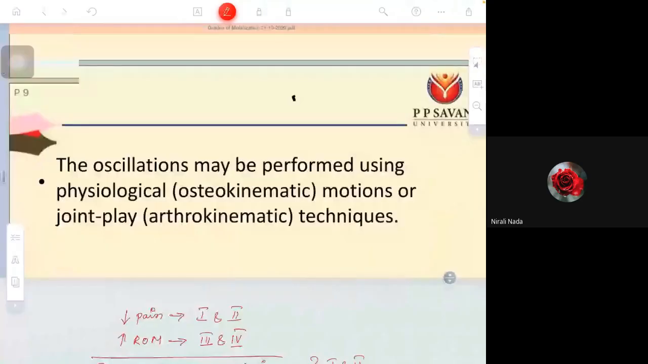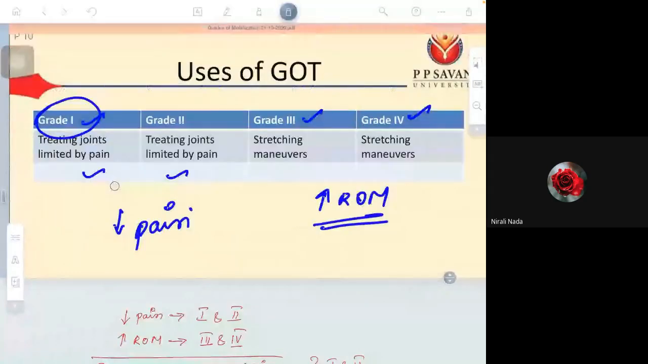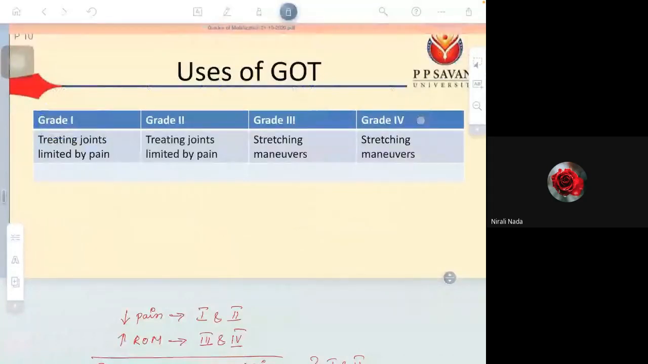Now you see this tabulation. Uses of graded oscillatory technique. Grade 1 and grade 2 are used to treat joints limited by pain. If range of motion is restricted because of pain, then grade 1 and 2. Grade 3 and grade 4 are used for stretching maneuvers, stretching of the capsule, to increase joint play and increase range of motion.